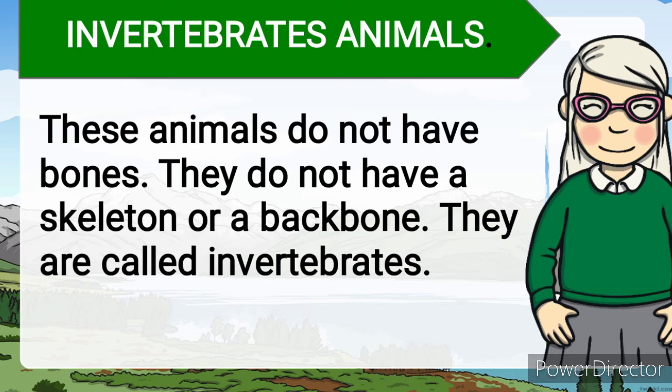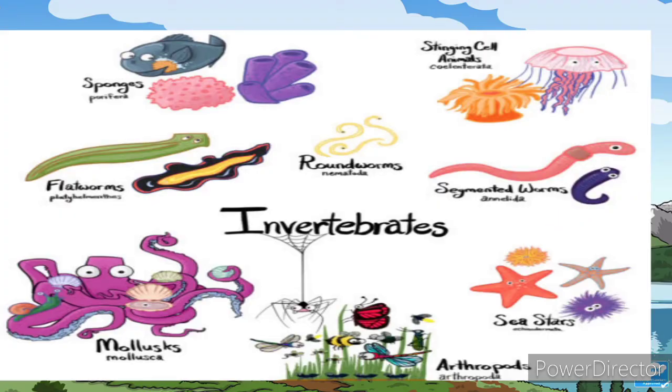But now let's look at invertebrate animals. Invertebrate animals are animals that do not have bones. They do not have a skeleton or a backbone. They are called invertebrate. Say invertebrate, because they do not have bones in them. Wow! Can you see the pictures of various invertebrate animals, flatworms, snail? All these animals you are seeing in this picture, they are invertebrate animals. Why? Because they do not have bones in them.